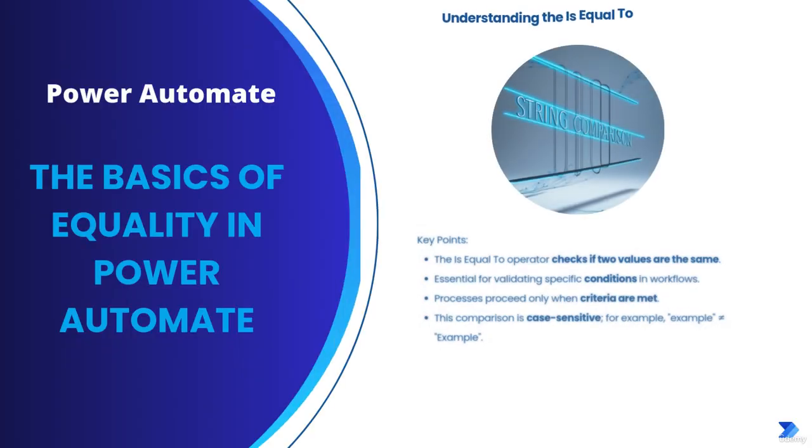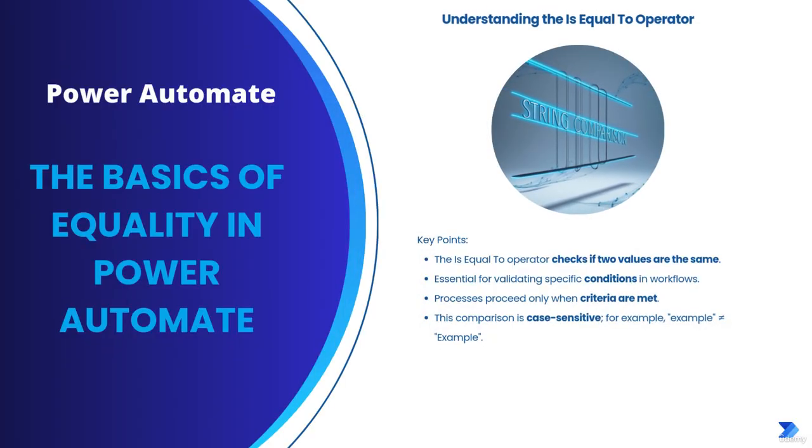Is equal to definition. The is equal to operator checks if two values are the same. This operator is essential for validating specific conditions in workflows, ensuring that processes proceed only when the criteria are met. This comparison is case-sensitive, meaning that "example" and "Example" would not be considered equal.